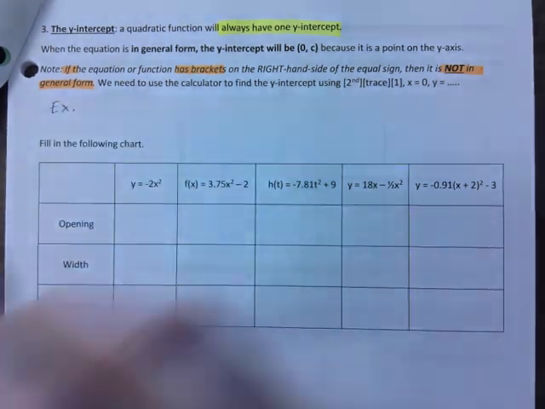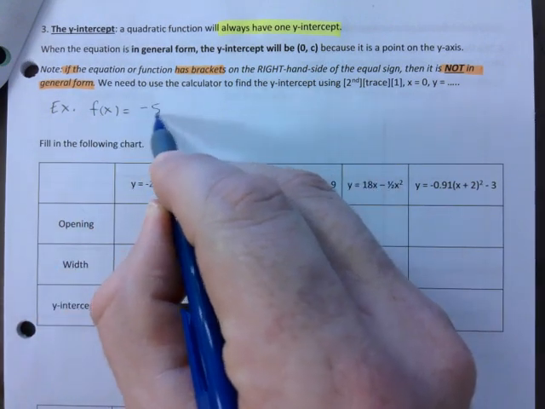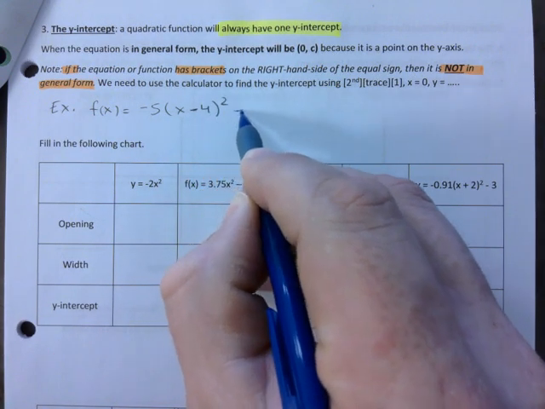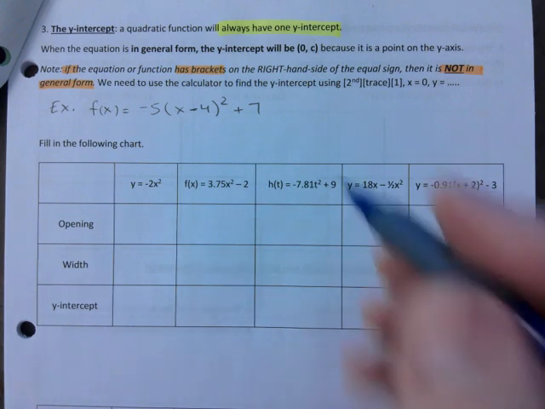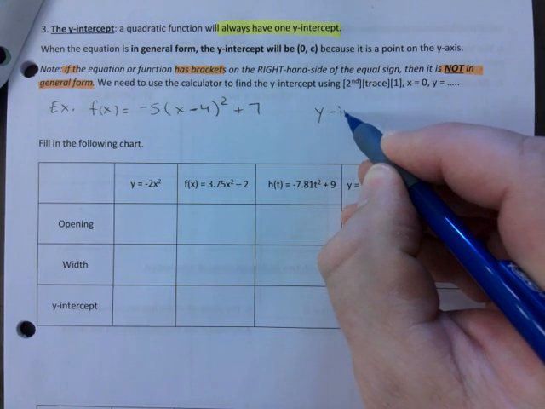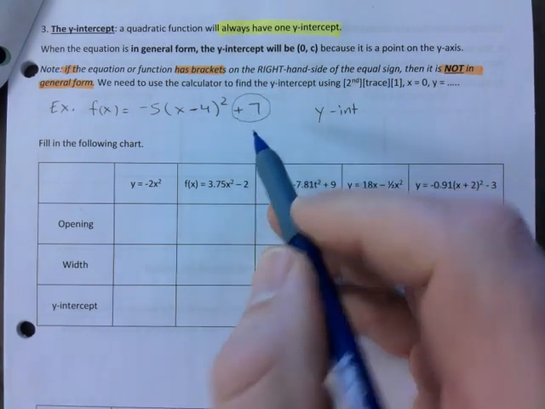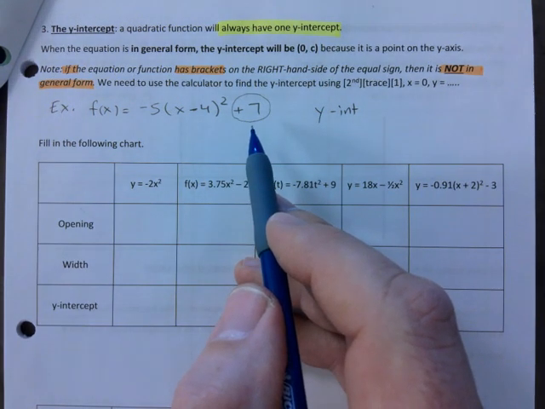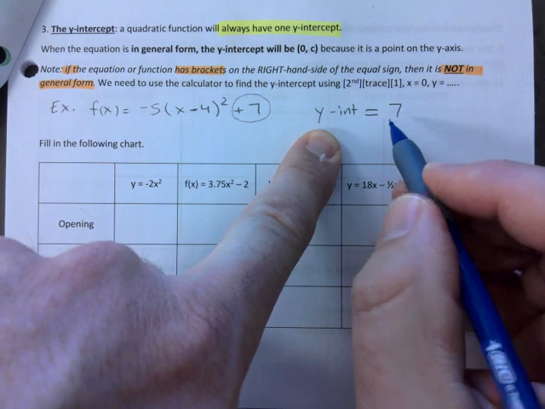I'll give you an example. I see students making this mistake all the time. Let's say I give you f(x) = -5(x - 4)^2 + 7. And I ask students, what's the y-intercept? A lot of students think, oh, it's the constant here because you keep on telling us that it's that last number that's the y-intercept. Students go back to the general form. So students might say y is equal to 7, and this is wrong.